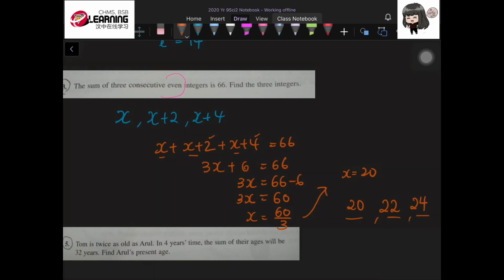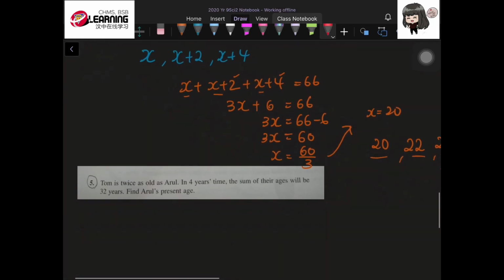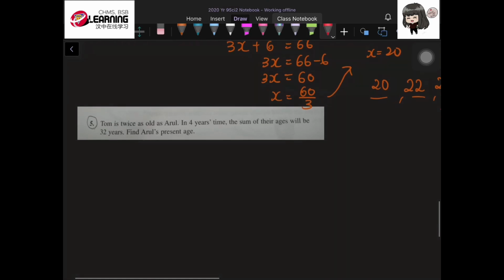You can try adding these three up. 20 plus 22 plus 24 will be 66. So the sum of these three consecutive even numbers is 66. So this is the answer. Okay, last question, number 5.